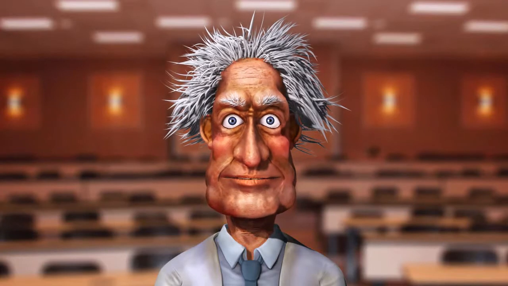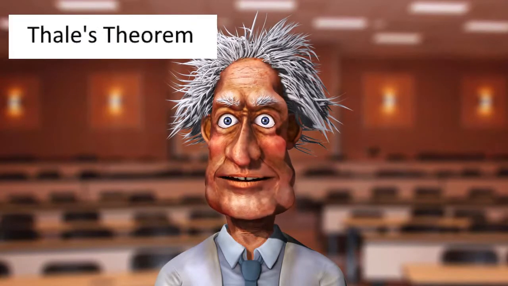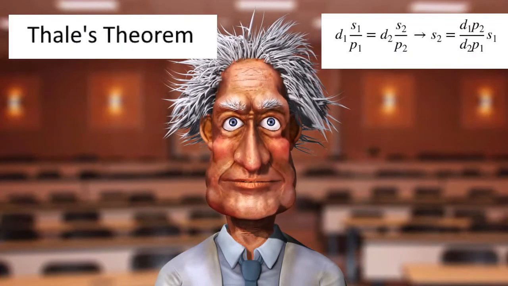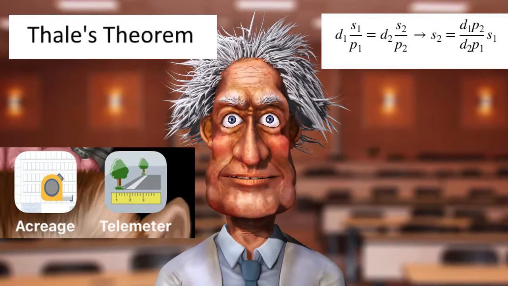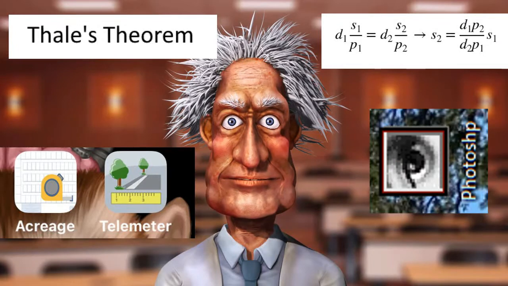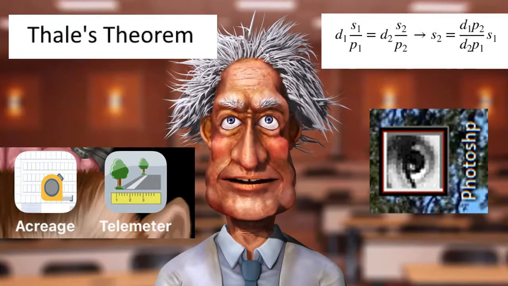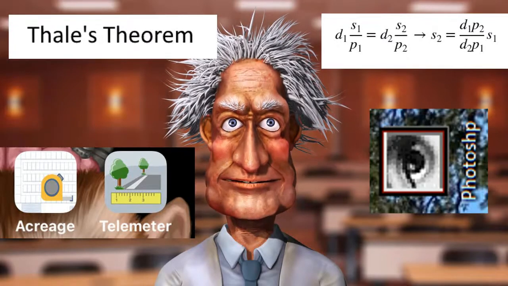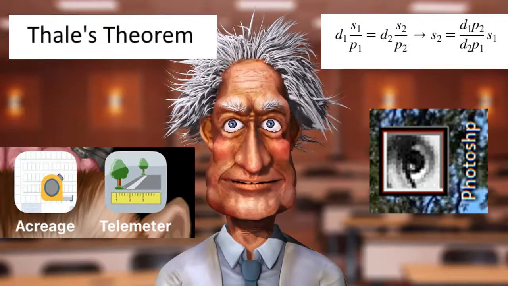Using Thales Theorem, a handy relationship formula that I'll show you, GPS software, and a graphics program like Photoshop, this will be easy to accomplish. You'll be able to accurately determine the height and width and will give you an idea of their ages.